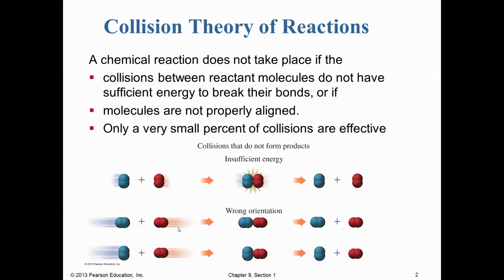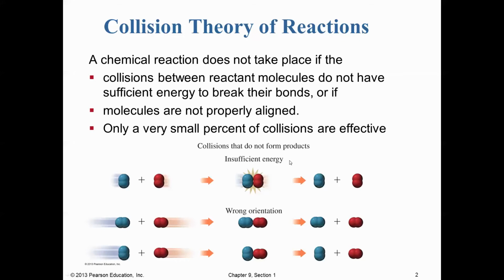And we also need the right orientation. If these things crash into each other at the wrong angle, they can't get the bonds to break and they can't form new bonds. And so again, we'll get no reaction. So it's actually only a tiny percent of collisions that are effective. Only a small number of them will satisfy these two conditions and be able to break bonds and cause a chemical reaction to occur.